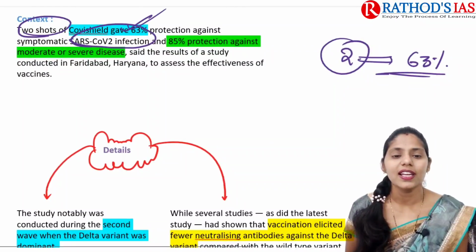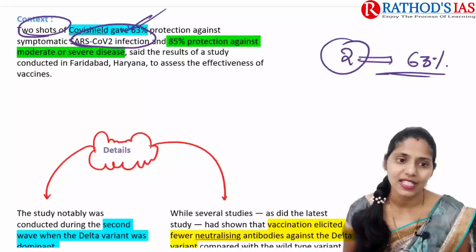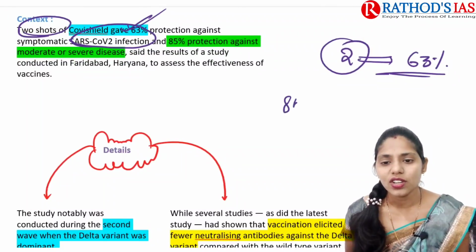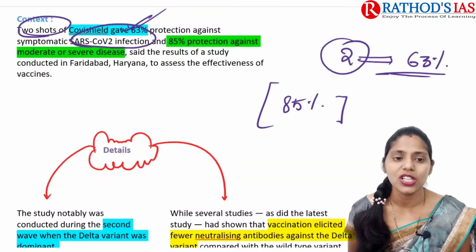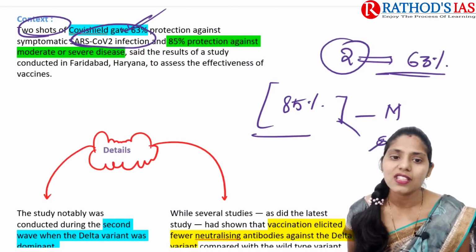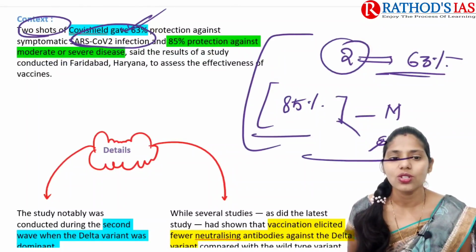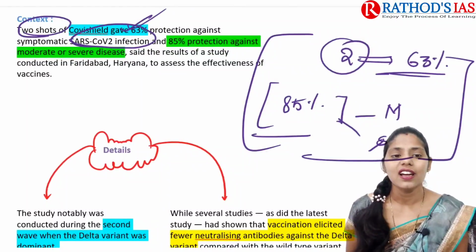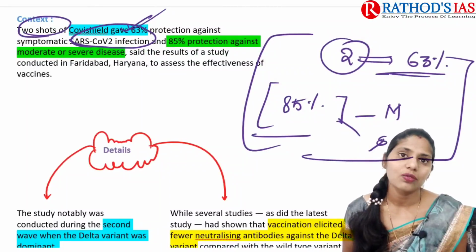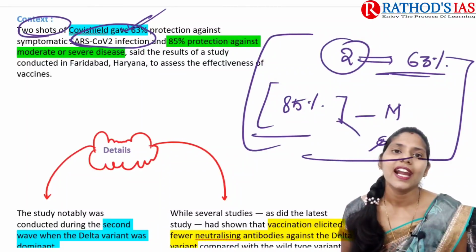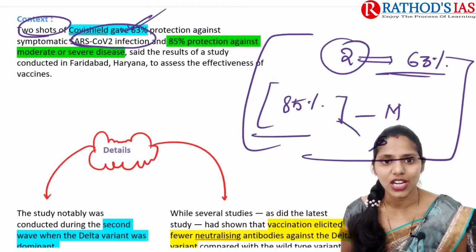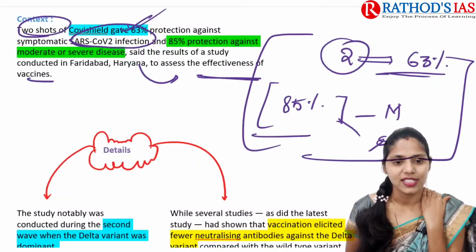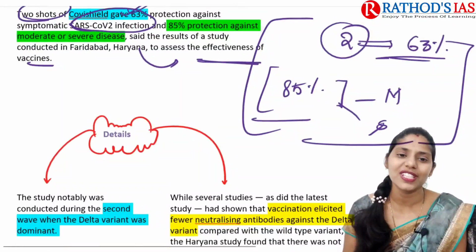Okay, so it mainly gives protection of about 63% against symptomatic coronavirus infection, and it also gives about 85% protection against moderate and severe disease. This is according to a study mainly conducted in Haryana, in Faridabad, regarding analyzing the effectiveness of Covishield, and it mainly focused on assessing the effectiveness of these vaccines. Okay, so now let us try to see some details.